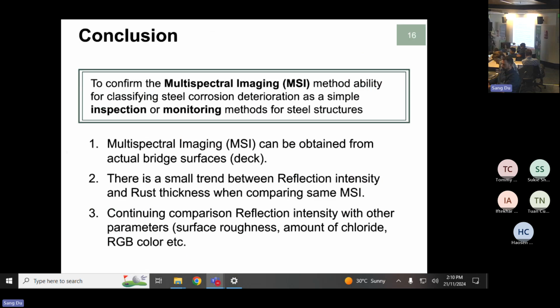So this is my conclusion. As I said, it is a first trial to take multispectral imaging outside. As a result, multispectral imaging can be obtained from an actual bridge surface, but this time I only checked the deck. So I will check the web or the flange as well. And there is a small trend in the reflection intensity ratio, but it is only for the same multispectral imaging. As future work, I will continue comparison with other parameters, for example surface roughness, amount of chloride, RGB, etc. This is the end of my presentation. Thank you for your kind attention.